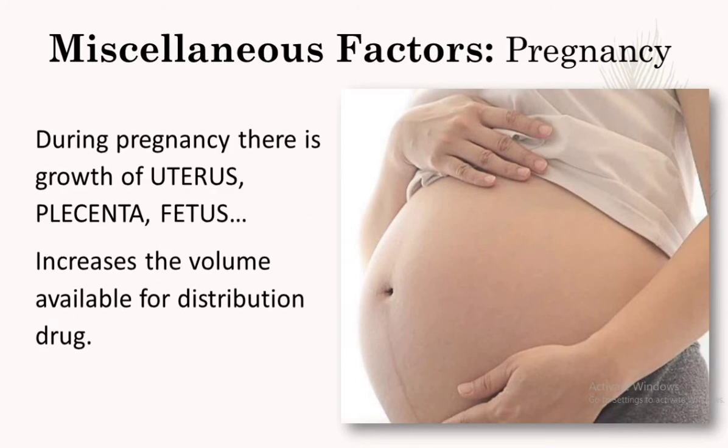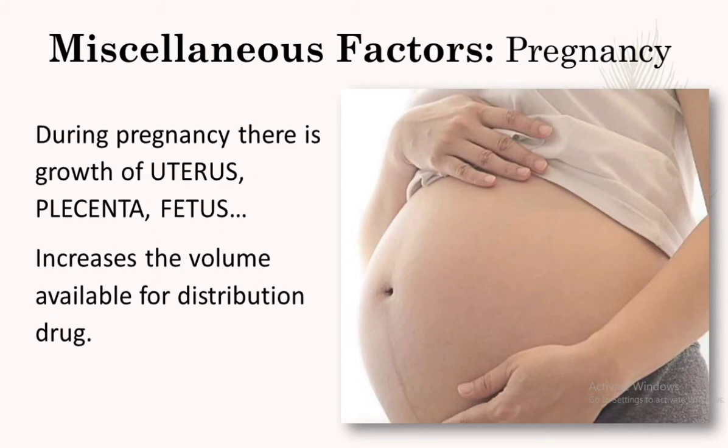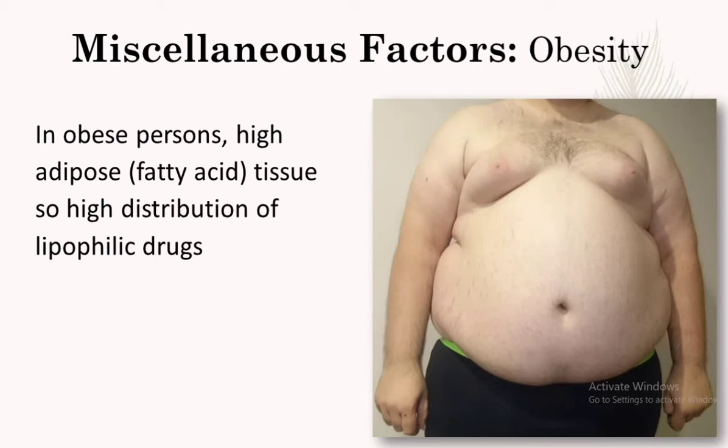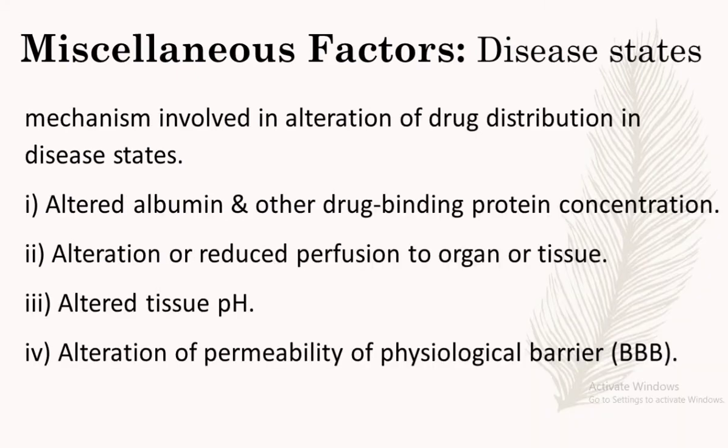Miscellaneous factor, that is pregnancy. During pregnancy, there is growth of the uterus, placenta, and fetus, which increases the volume available for distribution of drug. Other is obesity. As you already know, obesity means there is a large amount of adipose tissue, that is fat. So the drug can bind to fat tissue for a longer time, so distribution of lipophilic drugs is higher. Next is disease state.